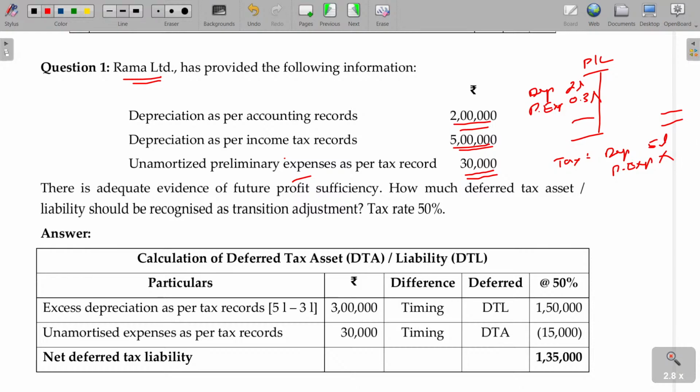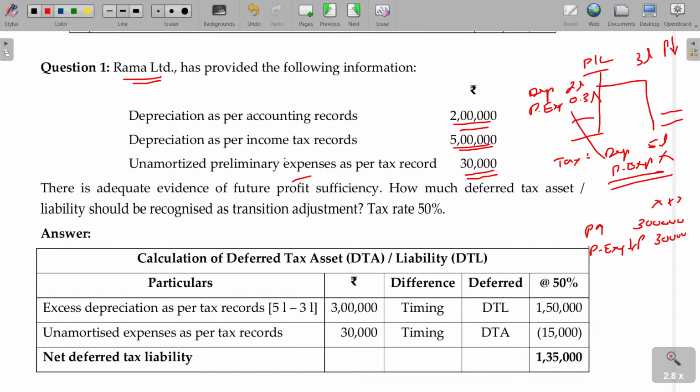Now, what happens to the profit here? The additional depreciation of 3 lakhs will reduce the profit, and the preliminary expenses you are not allowed to debit will increase it by 30,000 rupees. Depreciation, when you debit extra for taxation purposes, your profit will decrease. The difference between these two is 3 lakhs, profit will decrease. Preliminary expenses you debited, but for income tax purposes it should not be debited.